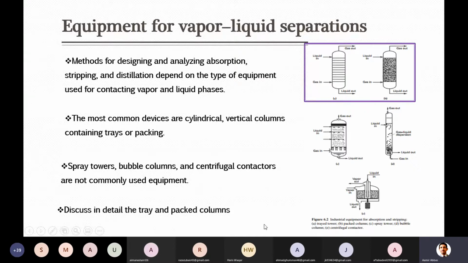as mentioned here, that we have to design a packed column and tray column for liquid absorption, as well as stripping. We will be designing an absorption column, and a stripping column performs the same action, just the inverse of absorption, or just the opposite of absorption. So the overall design will be the same.